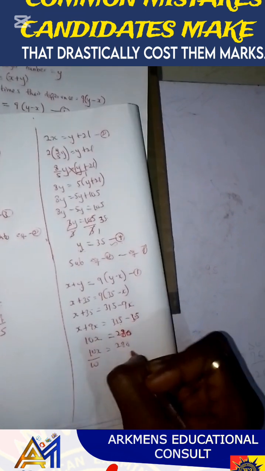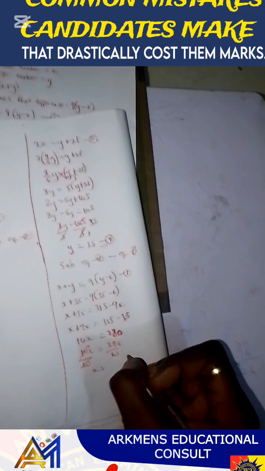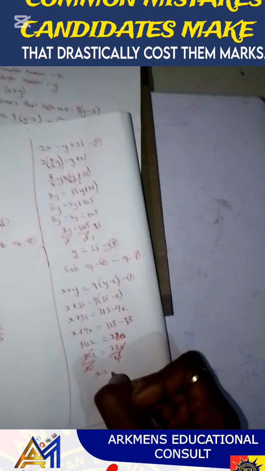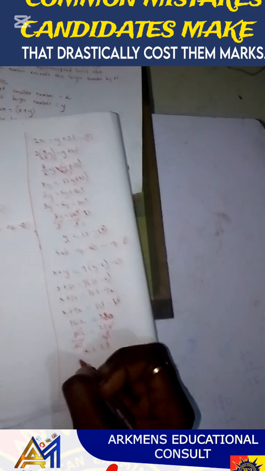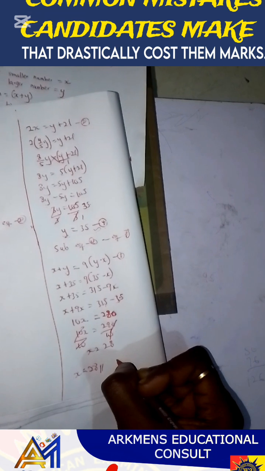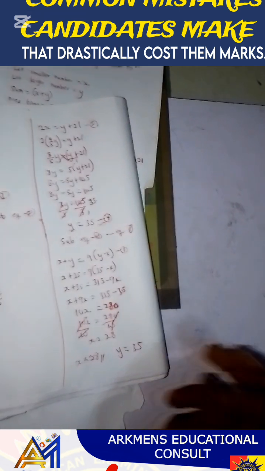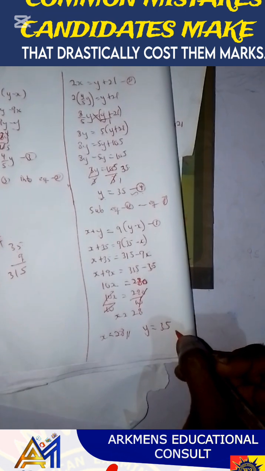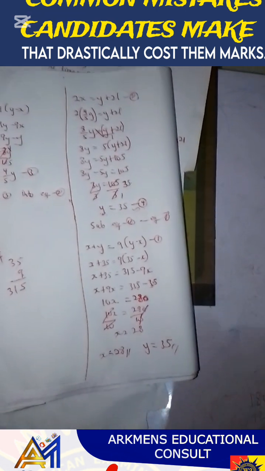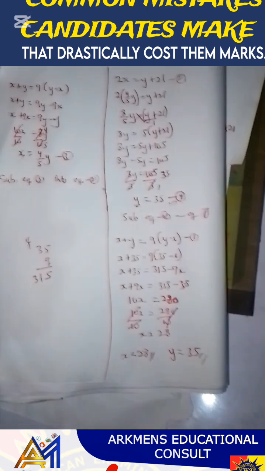Then we divide both sides by 10. So x is equal to, this will cancel this, so we go to 28. So therefore, our x is equal to 28. And our y is equal to 35. These are the two numbers that we were looking for, exactly as we wanted.